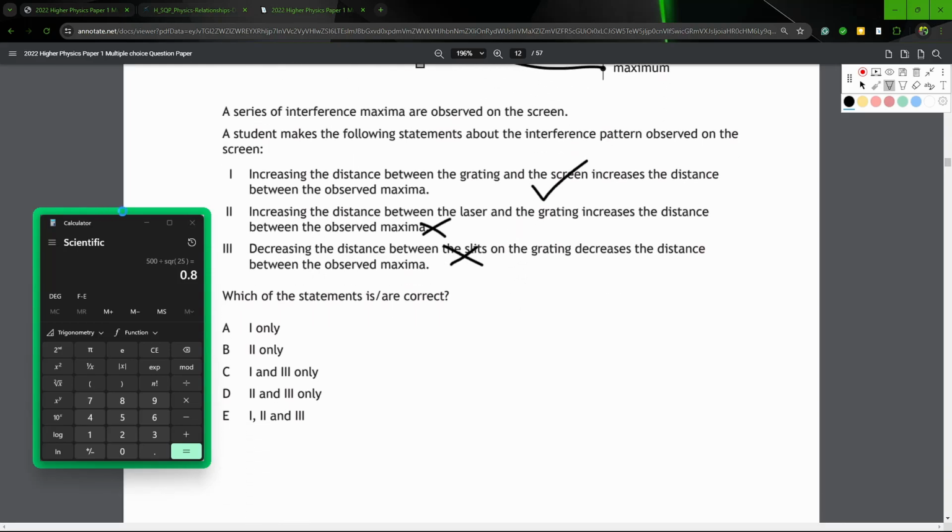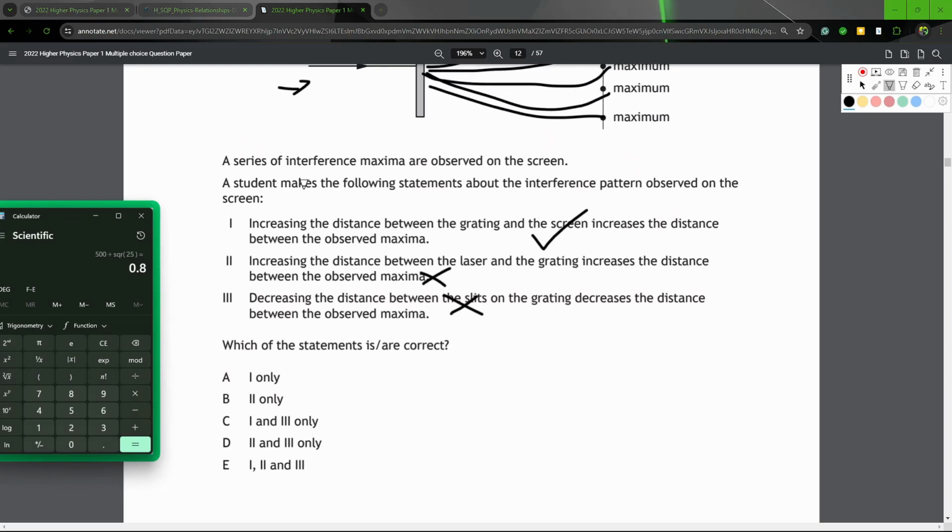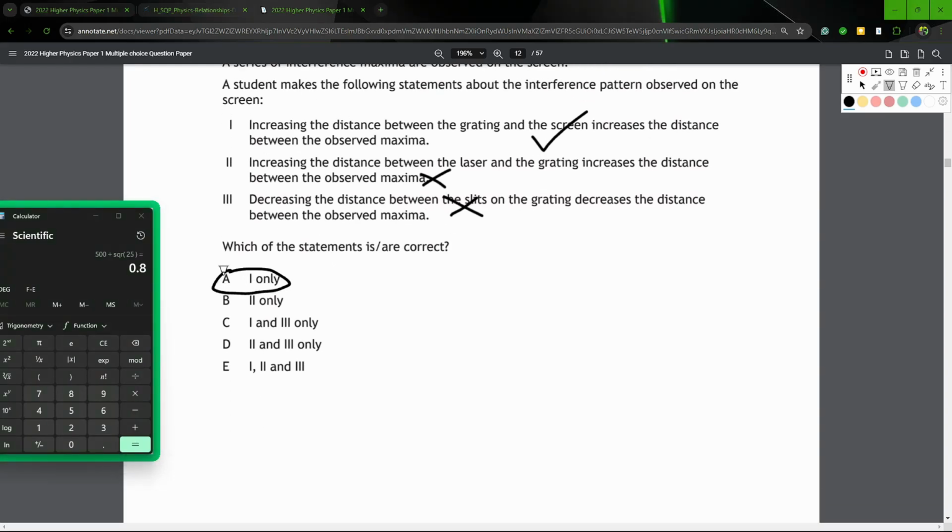Sorry, that's garbage as well. Which of the statements are correct? Well, it's just 1, so we're just going to have A.